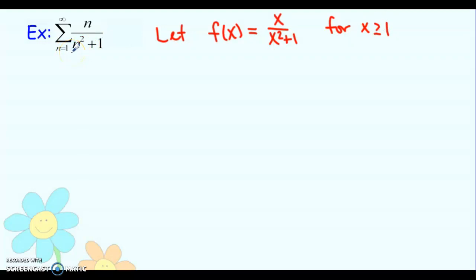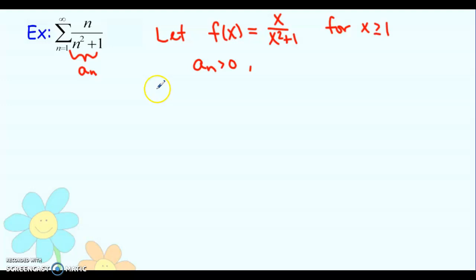So we want to show three things are true first. We want to show first that it is positive. So if we are looking at values going to positive infinity, our a sub n is always going to be positive because our denominator is strictly positive. So a sub n is greater than 0.